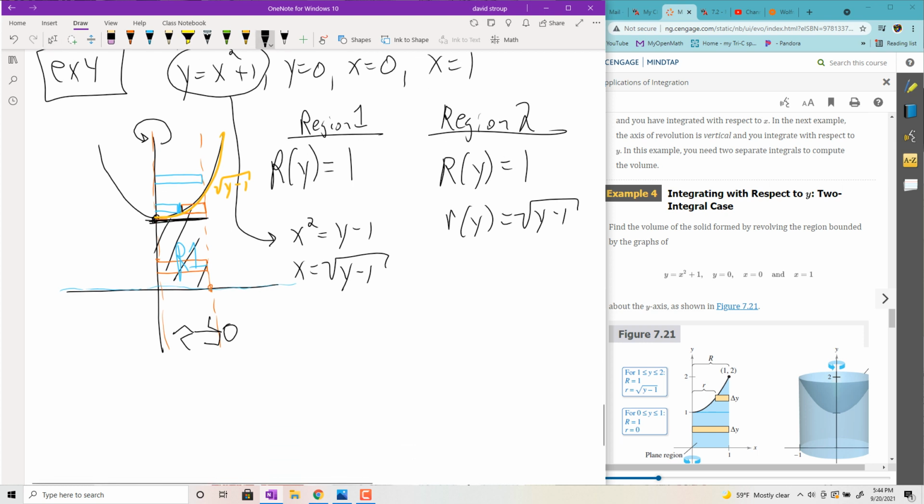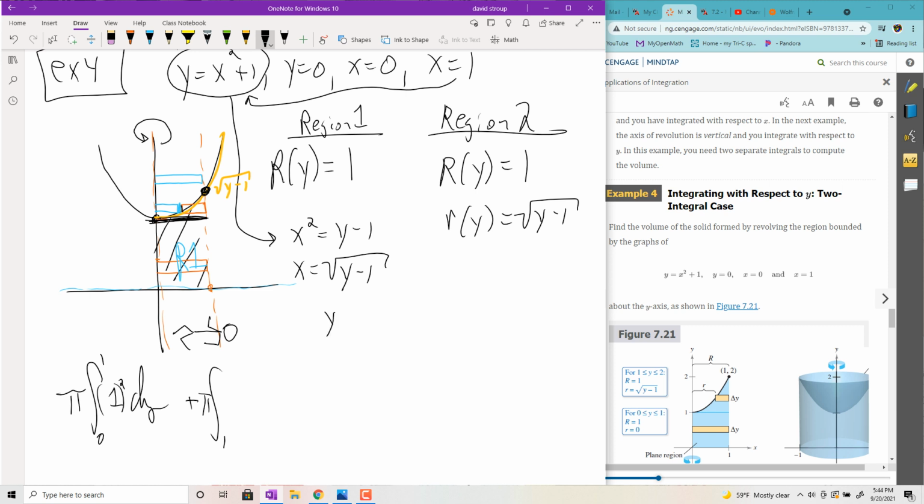Okay, so you have 2 regions. You're going to need 2 integrals. So first, the Riemann man is doing basically a disk method. You just have pi times the integral of 1 squared dy going from 0 to this position, which is 1. And then plus the integral of pi times, going from 1 all the way to whatever this point is. So I have to set the 2 equations equal to each other. x equals 1. You could just basically do a substitution into here. From x equals 1, you get y equals 1 plus 1, which would be 2. So this point right here is (1, 2). So you're going from 1 to 2 then, and in that case you have 1 squared minus the square root of y minus 1 squared dy.